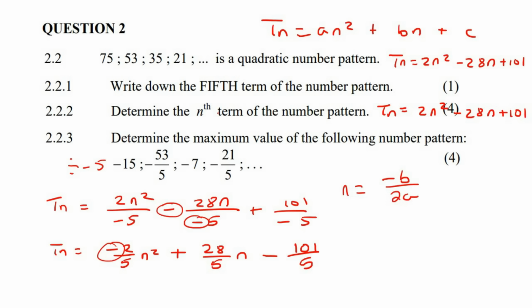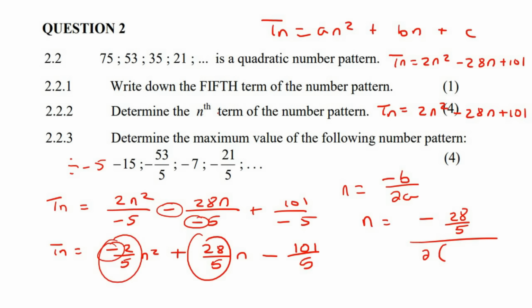So we could say n is equal to minus b over 2a. So that's going to be equal to minus, and then b is this one, so it's 28 over 5, over 2 times a, which is negative 2/5. There we go. And if you type this on your calculator, you're going to end up with 7. Now that is not the answer.